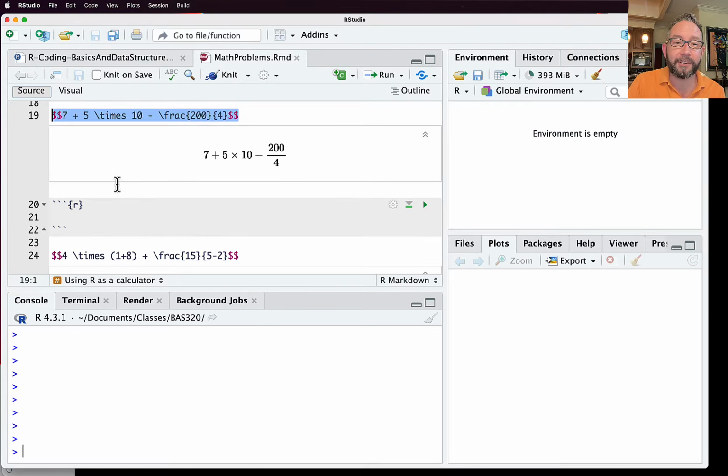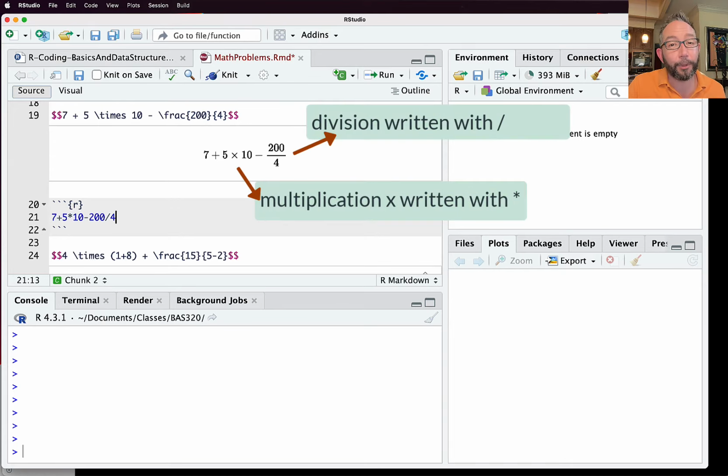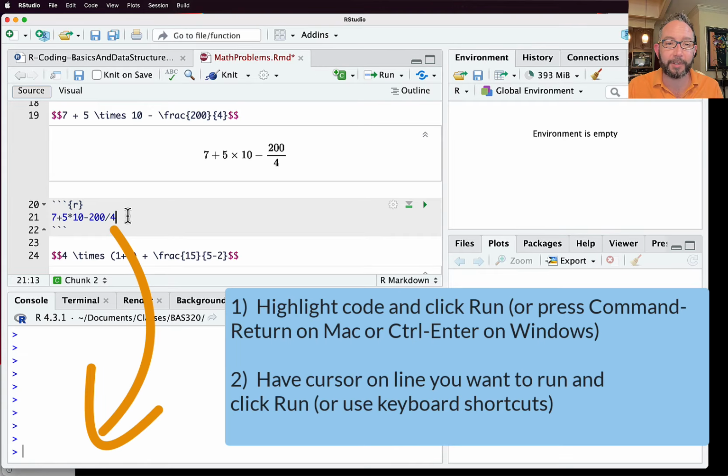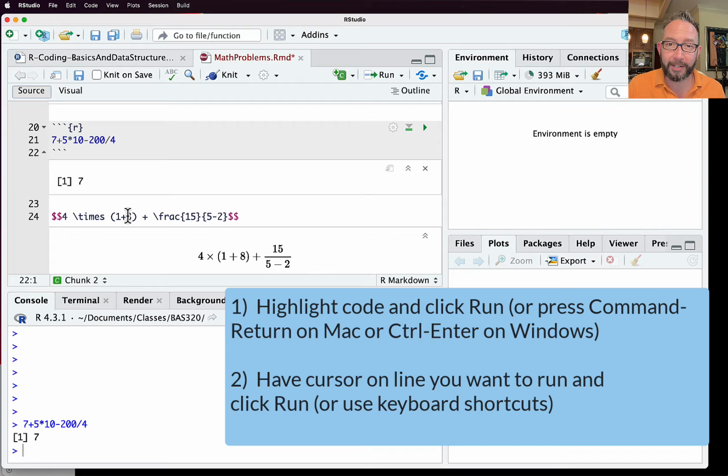So let's translate this into R. Basically, we want to take 7 and then add 5 times 10. And then subtract off 200 divided by 4. The only thing we need to know is that multiplication is that asterisk symbol and division is that slash symbol. So once we've typed that, remember a few ways to shoot this down into the console to see what the result is. My favorite is Command Return on a Mac or Control Enter on a Windows machine. And we'll see that down in the console, it lets us know that it's 7.